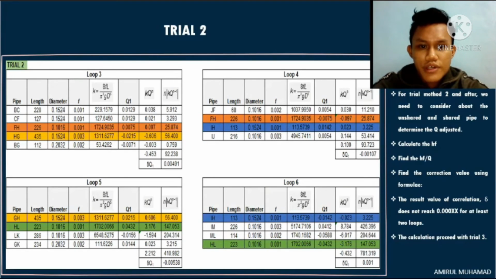So we shall continue with trial number 2. Same as usual in trial number 1, we need to construct a table and put in all the values except for the value Q. For trial number 2, we need to consider the unshed and shed pipes for determining the Q adjusted, using the formula mentioned below, and then calculate all the methods the same as in trial number 1 to find the correlation value. From the results, none of them reach the criteria, which is the 0.000x value for these two loops. Hence, we need to continue with trial number 3, which will be presented by my members.